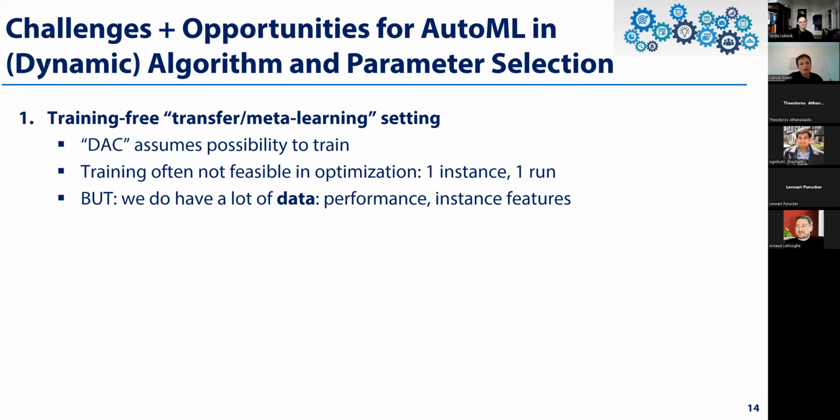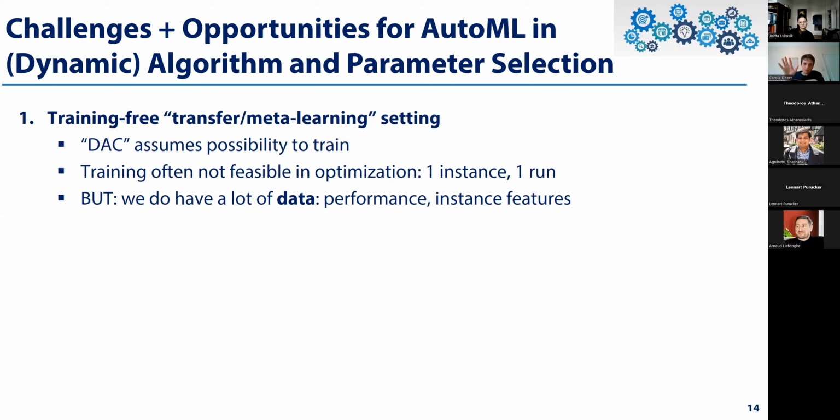So in optimization, we very often face this problem that we're given a problem instance, and we don't have the time to train, or we don't have the possibility to train, because it may be very expensive to run the algorithm, and we can only afford one run of the algorithm. So we really have to do that online. But on the other hand, what we do have is a lot of data, right? You guys in machine learning, and we in optimization, are doing a lot of benchmarking. So we have a lot of performance data, instance data, and so on. We just need to be smart and make better use of this data, and not retrain models every time for every possible problem.